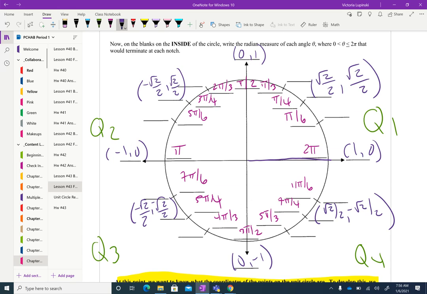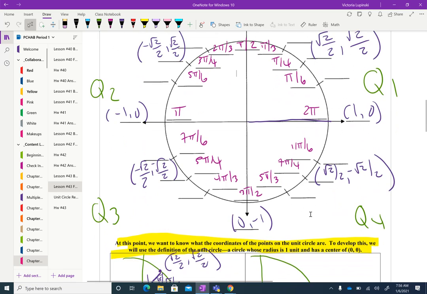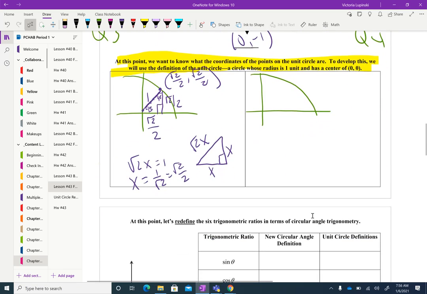All right. In the same way that we took the ratios of the 45, 45, 90, we're now going to take those same ratios for the 30, 60, 90. So let's consider what would happen if we did the 30 degrees. That would make this 60, and then that would be 90. Remember, that would have a radius of 1.